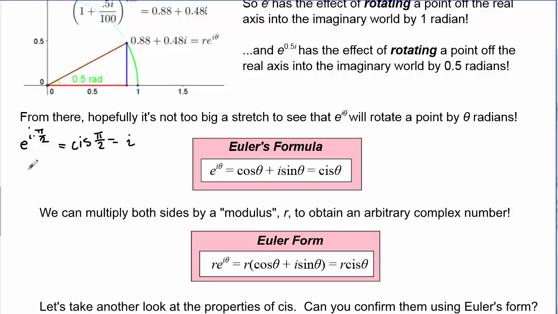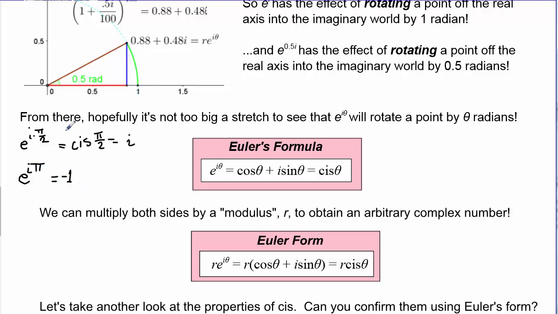Now, the other interesting one that's very famous is if we take e^(iπ), and what that does is it starts us here at 1, because we have a magnitude of 1, and rotates us by π radians all the way over to the other side of the real axis and lands us at -1. And you may have seen this before. e^(iπ) is -1.